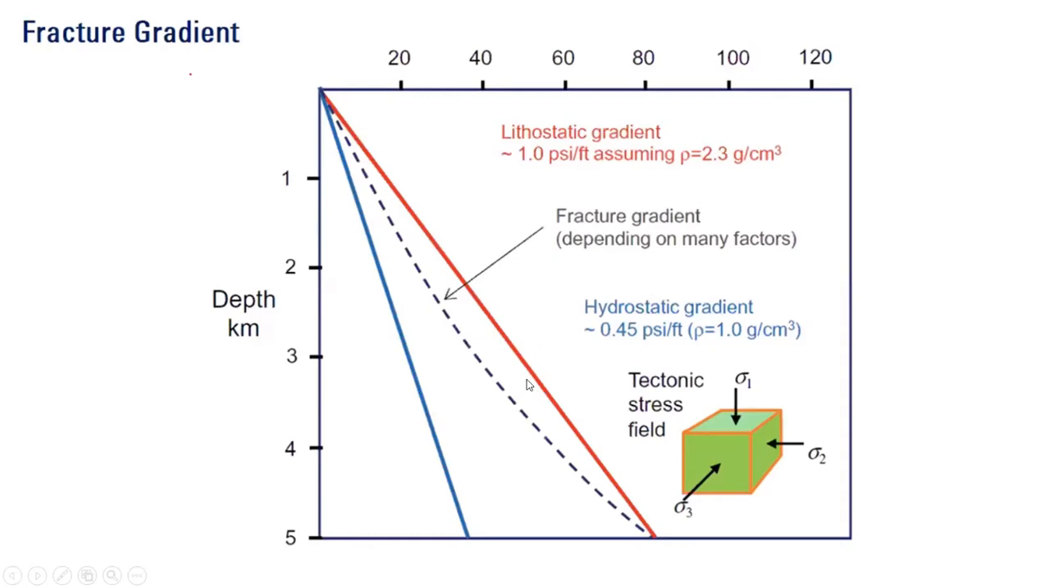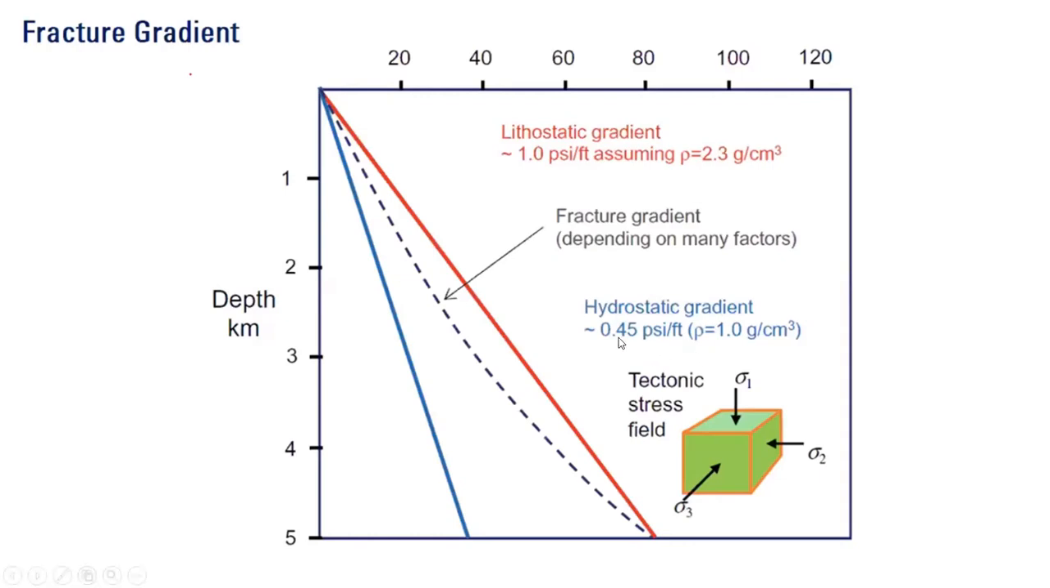The fracture gradient definitely depends on so many factors. It doesn't depend only on, like here we have the weight of the overlying material, here we have the weight of the water column. It doesn't depend only on it. So we have our fracture gradient that depends on so many factors. And for you to achieve hydraulic fracturing, you have to exert a pressure that is definitely greater than the fracture pressure.